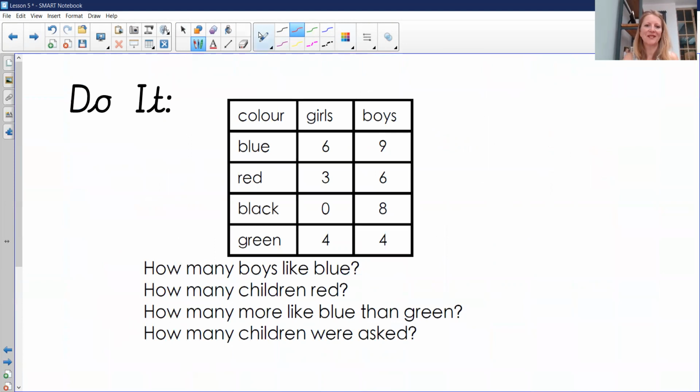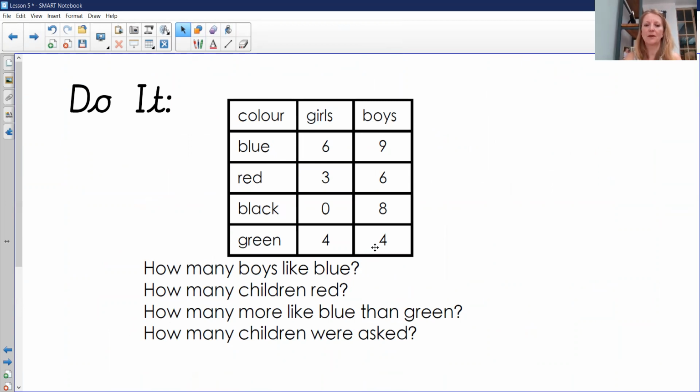Okay, so here's your do it for today. This is on your daily planner as well. So again, I think one of the words has been missed out from here. So we've got colours here, some favourite colours for boys and girls. So we've got our colours here, blue, red, black and green. Our columns are girls and boys.